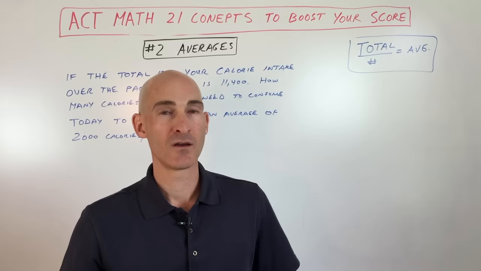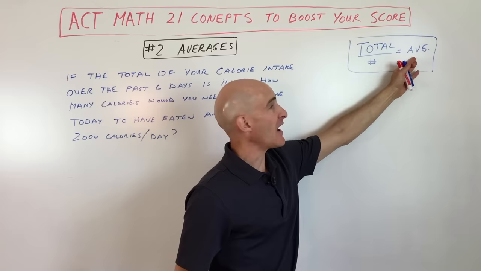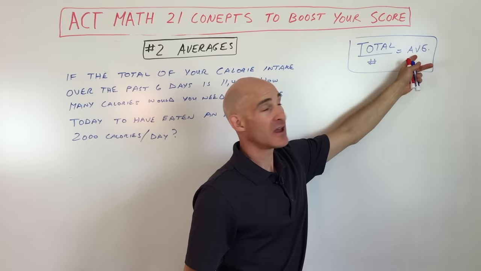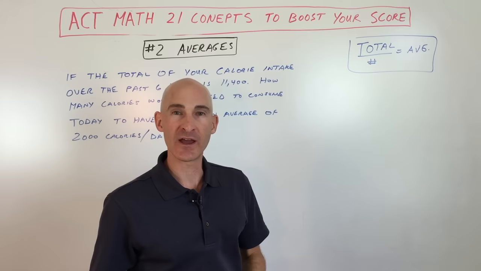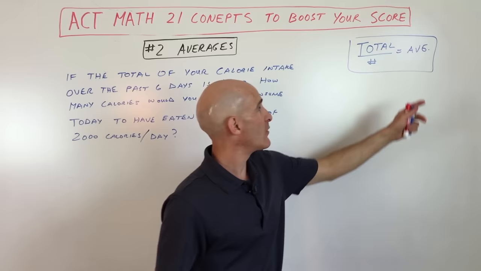Continuing on to lesson number 2 in our ACT math series, we're going to talk about averages. So here's the formula we're going to be using to find the average. It's the total divided by the number of items that you have, that equals your average. So when you divide those two, you get the average. A common example would be if you took 10 tests over the course of your class, and you add up all the points that you scored on the tests, you divide by the 10 tests, and that would give you your average test grade per test.